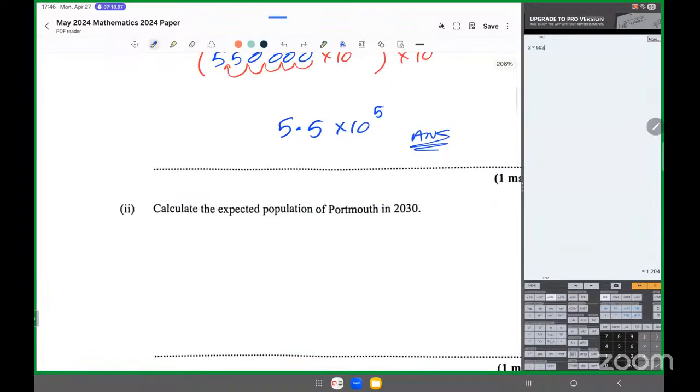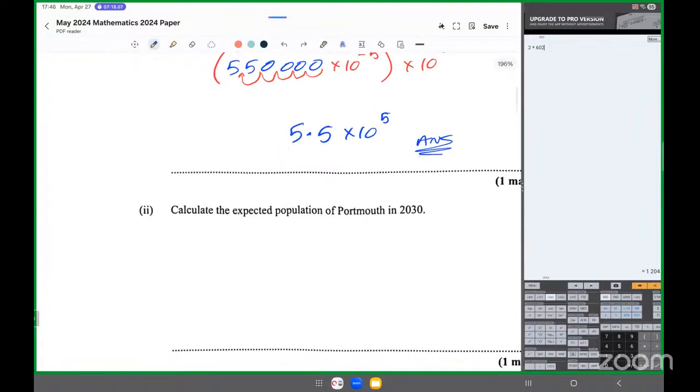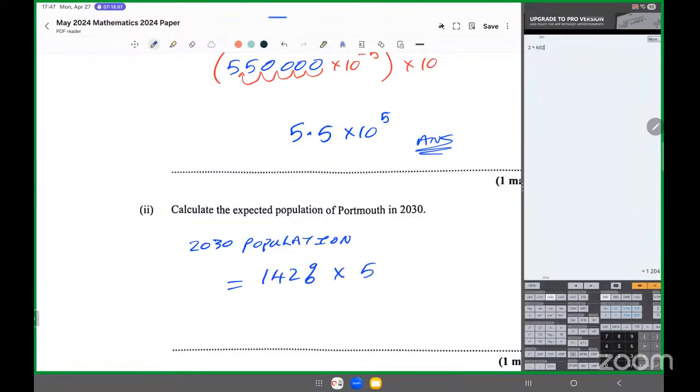Now, if you're going to increase the population by 42%, then the new population is going to become 142%. You're increasing by 42%. So the new population, the 2030 population, is equal to 142% times the original population of 550,000. Let's work that out and get the answer.